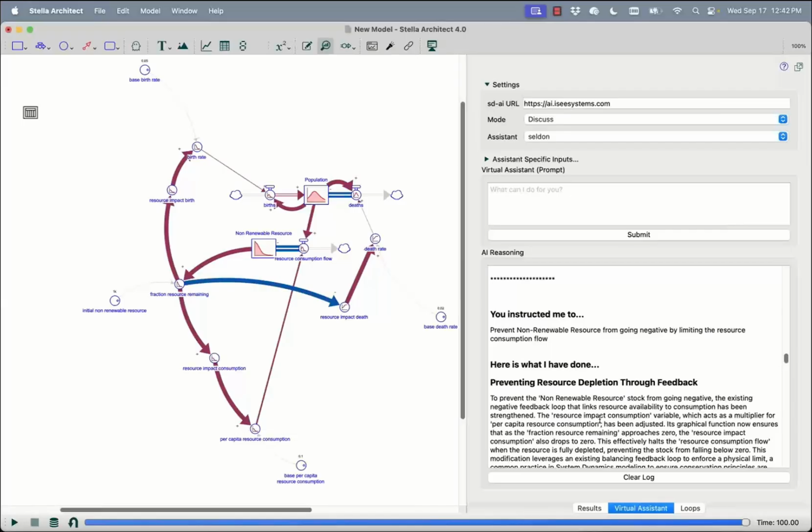The other thing I'd like to mention is that all of the tools that I'm demonstrating to you here today are also available in the free Stella Online.